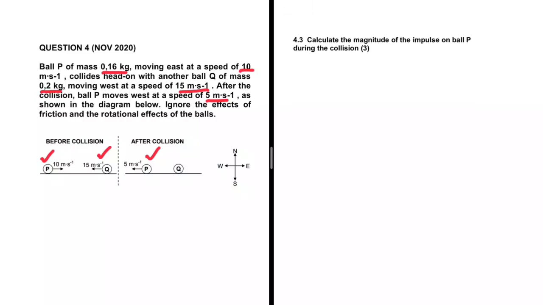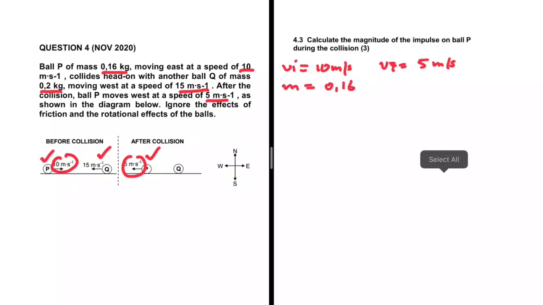4.3. Calculate the magnitude of the impulse on ball P during the collision. So we need to focus on ball P, right? Its initial velocity, as you can clearly see here, is 10 meters per second. So we have 10 meters per second. Its final velocity, as we can clearly see, is 5 meters per second. And we know that its mass is equals to 0.16 kilograms.